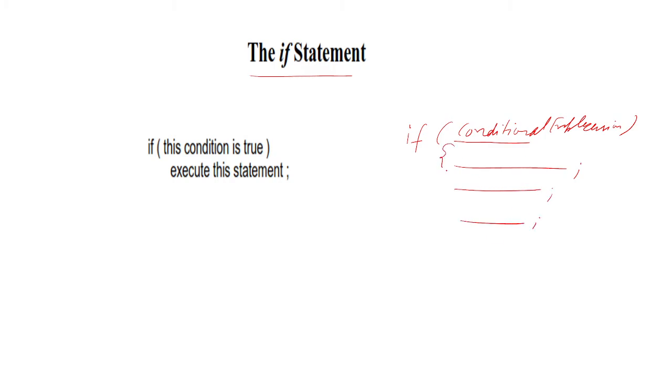The if statement has a syntax like this: firstly we write the keyword if, and after that some conditional expression, and we close it and write the statements which we have to execute. If there is one statement, there is no need of braces, but if there are multiple statements, then we have to use braces here, and it will be called the if block.